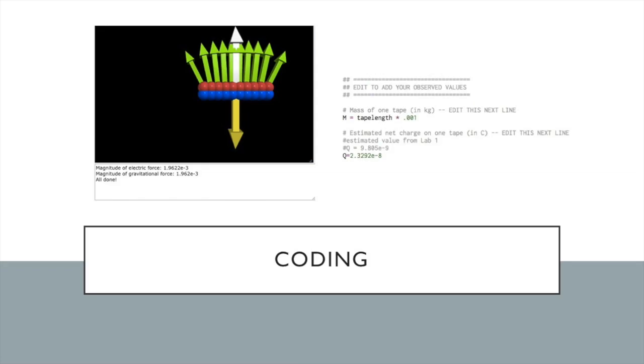I first ran the code using the Q value I calculated in Lab 1, which is 9.805 times 10 to the negative 9th coulombs. As shown in the image above, the magnitude of electric force was much greater than the magnitude of the gravitational force. This does not support the fact that the top tape should have a net force of 0. So, a Q charge value of 2.3292 times 10 to the negative 8th coulombs is used. This value ensures that the gravitational force and the electrical force are equal and opposite, and result in a net force value in the y direction of 0.